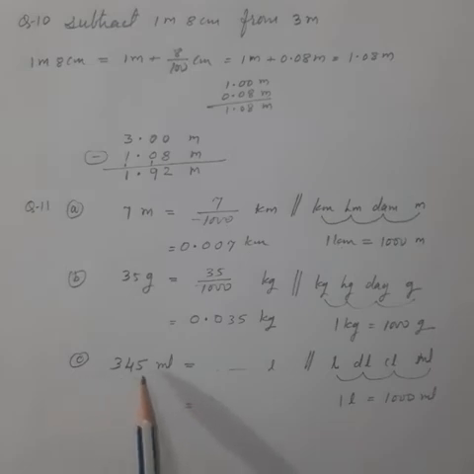C part. 345 milliliters means how many liters? Liters, deciliters, centiliters, milliliters. Liters to milliliters. 3 jumps are there. So 1 liter equals 10 into 10 into 10, 1000 milliliters. Here we have to convert milliliters into liters. Smaller unit into greater unit. So divide by 1000.